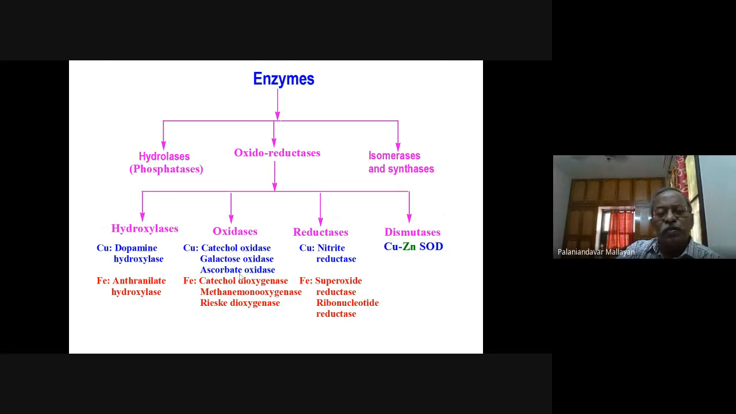Today we will take up some examples from this list and then talk about it. We have copper-containing nitrate reductase. We have copper-zinc containing superoxide dismutases. So we take up these enzymes one by one. Catechol oxidase, galactose oxidase, and ascorbate oxidase. In fact, our own earlier research in Bharathidasan University Chemistry Department involved galactose oxidase enzyme modeling.